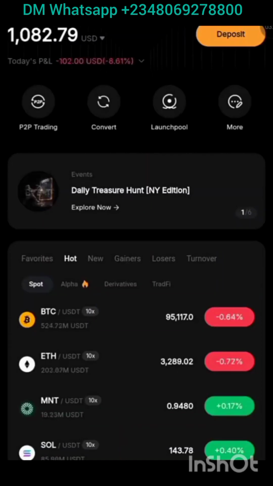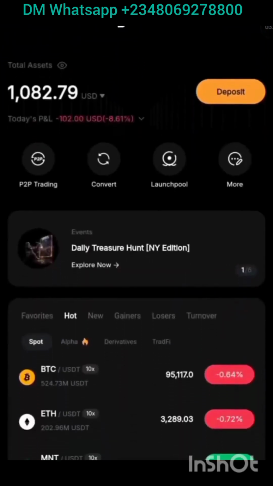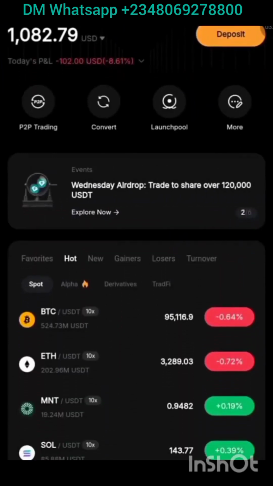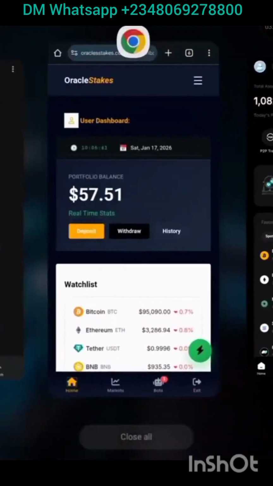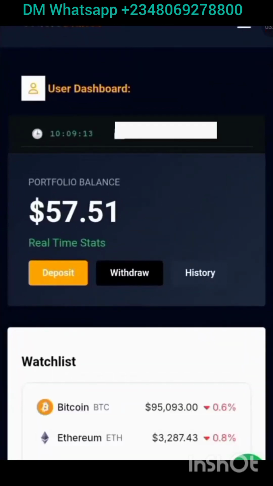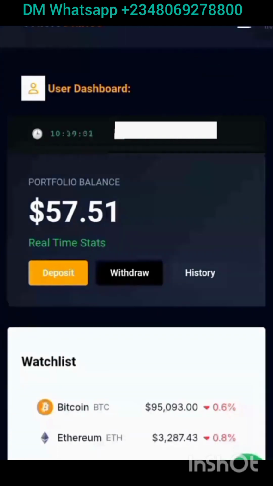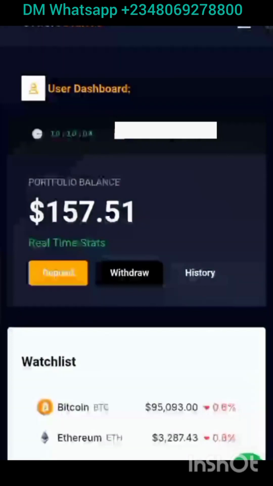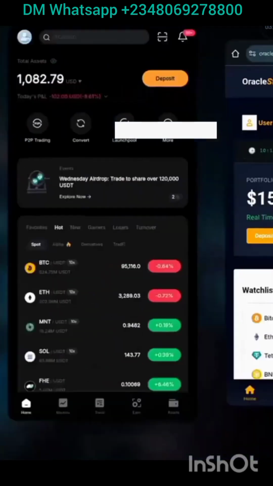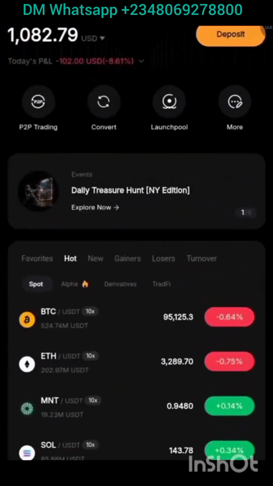Over here you can see that I've deducted 100 USDT from this particular place. Right now let's wait for this to update, so we can see what we have deposited here. I just refreshed the account, and you can see we now have 157 USDT.